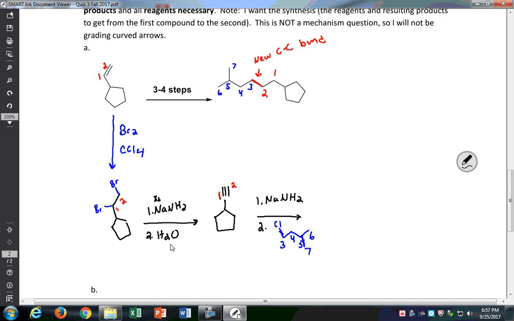So remember, this retains our triple bond. We form our new bond between carbon 2 and carbon 3. There we go.